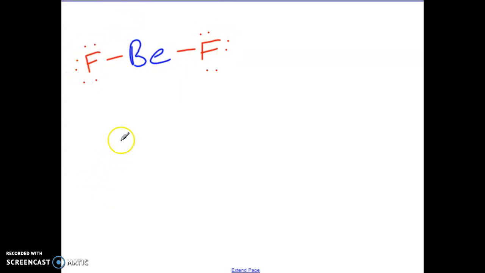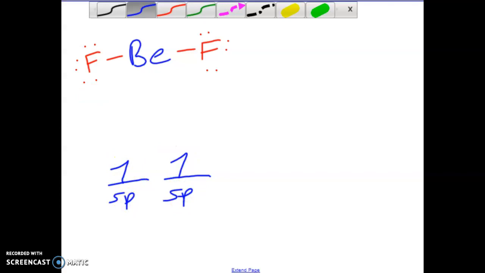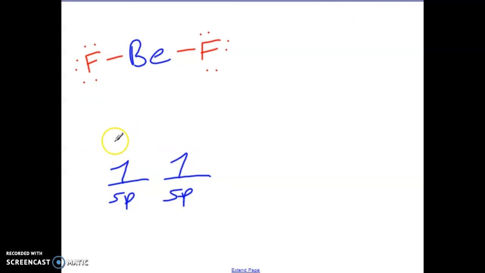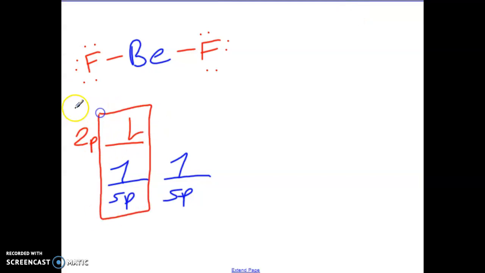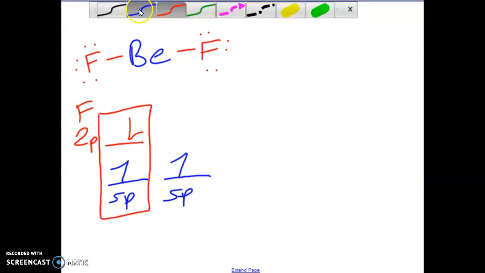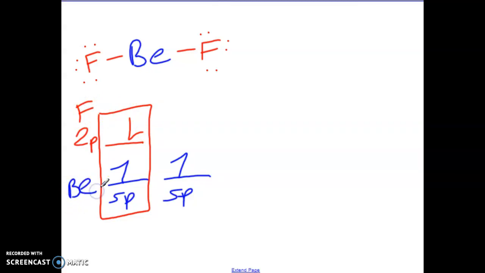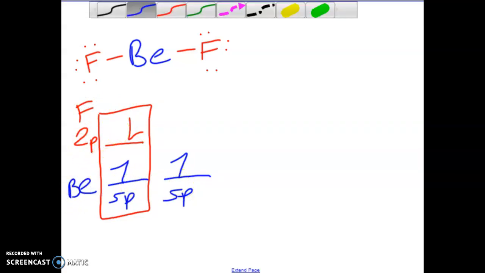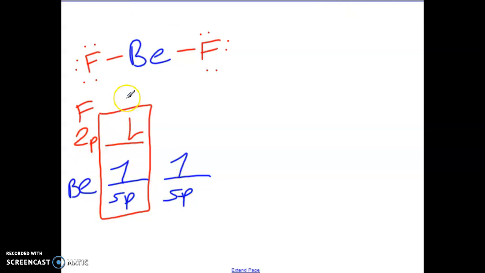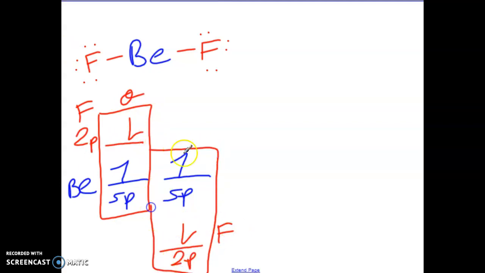Right? So our beryllium has 2 half-filled sp orbitals. And we are doing fluorine, right? So we're going to have fluorine, which is a 2p. Right? This is fluorine. I forgot to add in my beryllium label. So these 2 are both coming from beryllium. We have 1 fluorine bonding with 1 to make a sigma. And we're going to have a second fluorine that is a 2p also that is creating a sigma bond with the other sp.